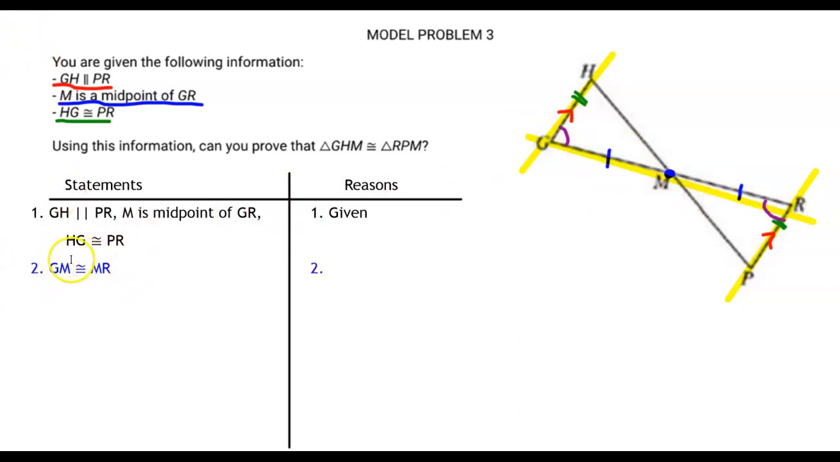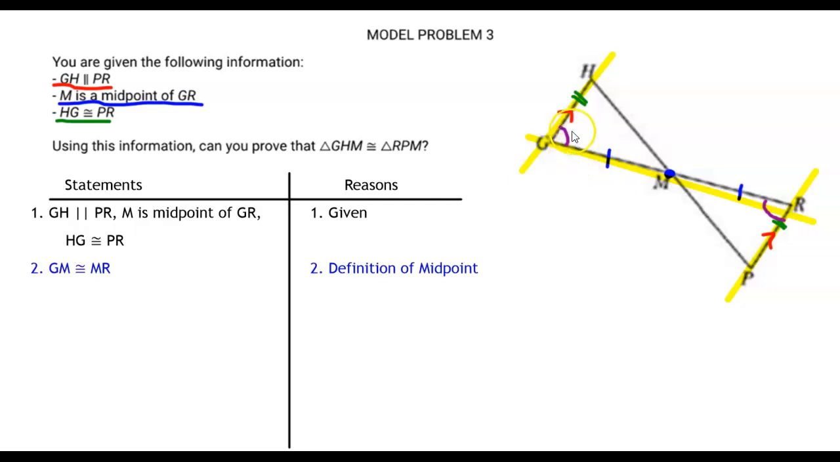When you think about the reason, why is GM congruent to MR? Well, I know that GM and MR are congruent because M is the midpoint of GR. That's what it says. M is the midpoint of GR. So I'm going to write down here definition of midpoint. A definition of midpoint says a midpoint cuts a line segment into 2 equal or congruent pieces.